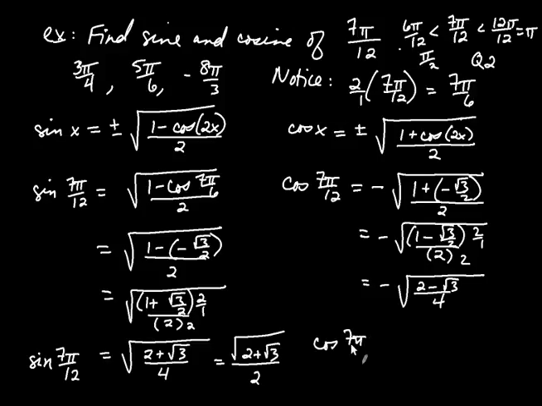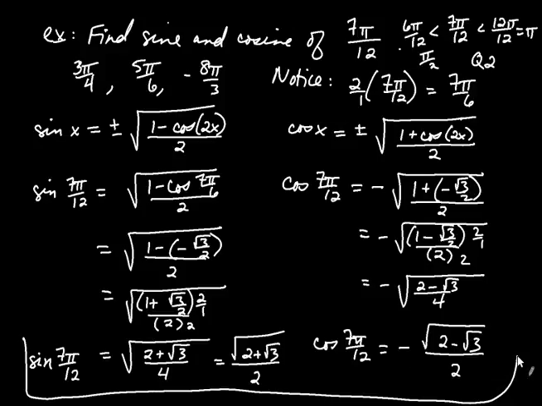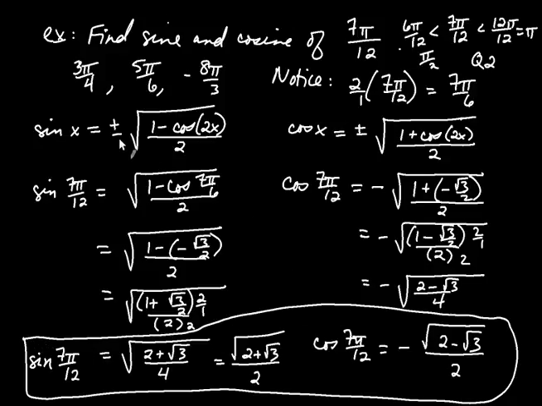over 12 is going to be negative square root of 2 minus root 3 all over the square root of 4, which is 2. So these would be our answers. Okay, so remember you have to choose the positive or the negative, and then you also have to be able to evaluate whatever is under the radical for these problems.